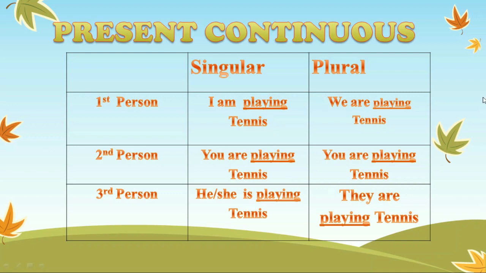I is the first person singular. So, we are using helping verb am with I. Are is used with the plural form. For example, we are play plus ing. So, the sentence becomes we are playing tennis. And in the second person singular also, it is plural number. So, we are using are as a helping verb with ing form of the verb. So, the sentence becomes you are playing tennis.